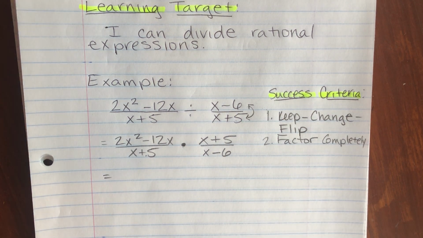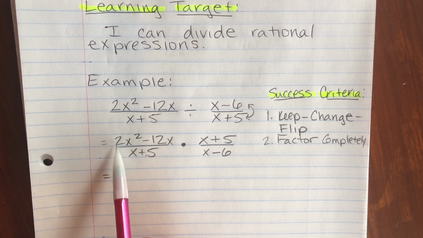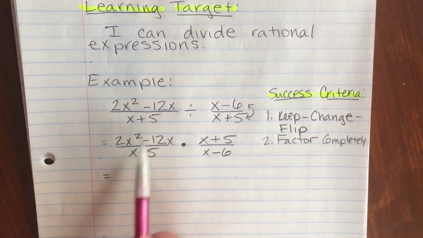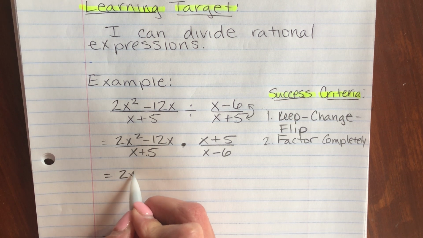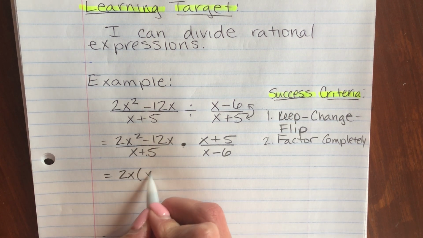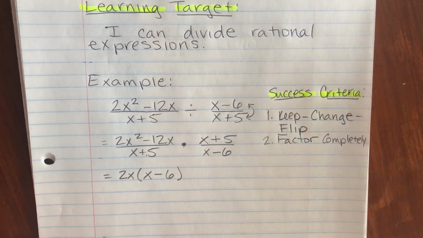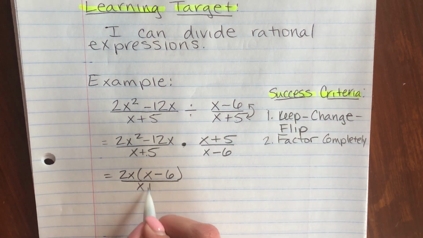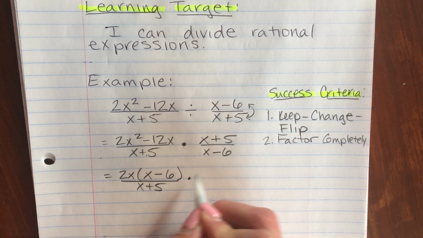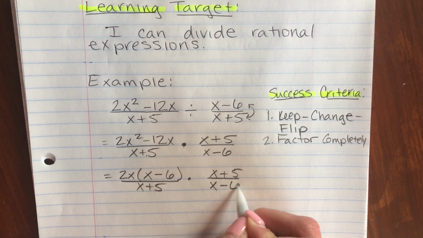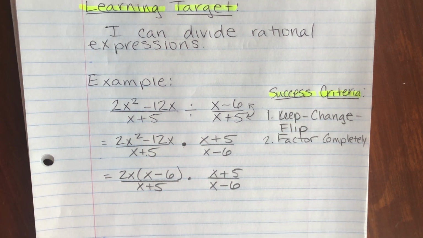All right, I'm going to look at each piece. I'm going to start here with a 2x squared minus 12x. I can factor out a 2x there, and then I'm left with x minus 6. Bring down that x plus 5. Those all just can bring down. They're good to go. Factoring is done.